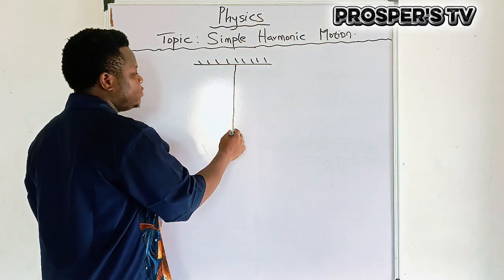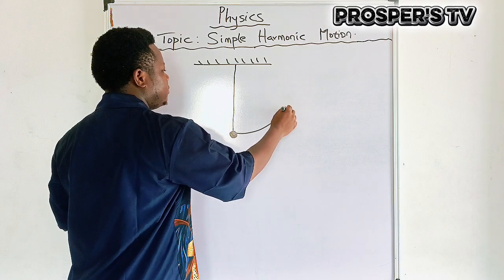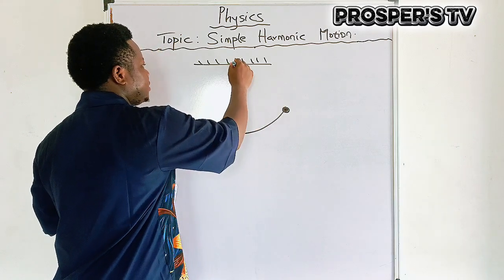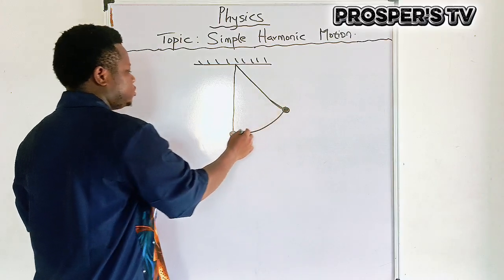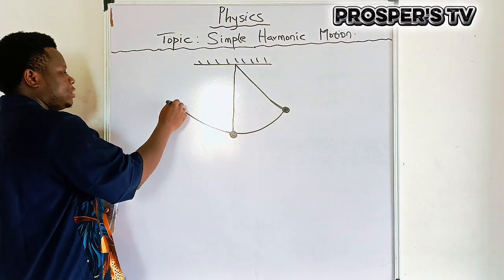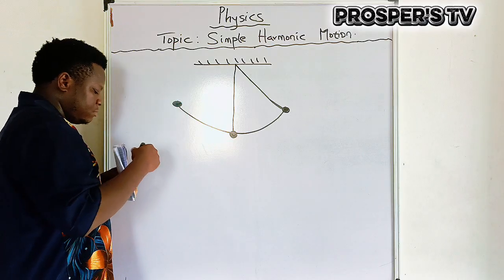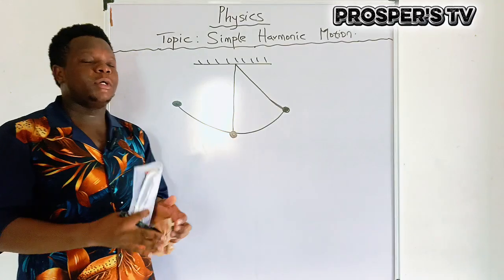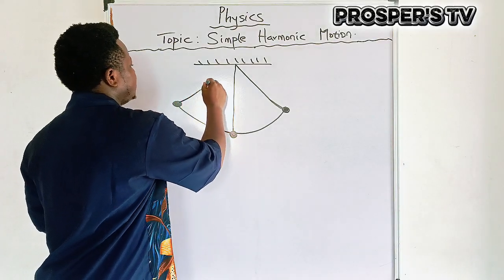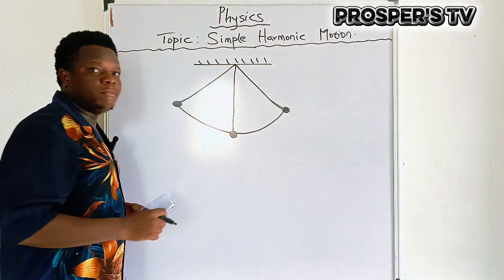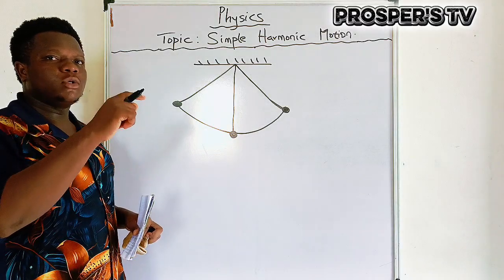So the particle moves to a certain extent and then stops, swings back through the equilibrium position to this other direction, and it goes on. But due to the effect of friction in the environment, at some certain points, the motion would die off. So this is the setup of a simple pendulum. So let's go over the definition again.